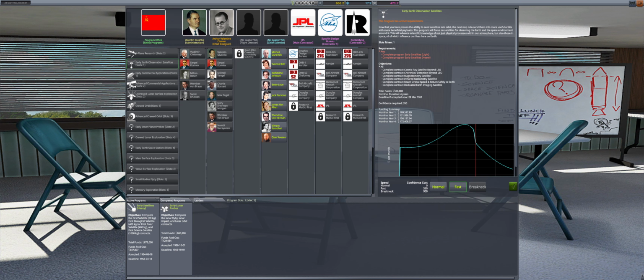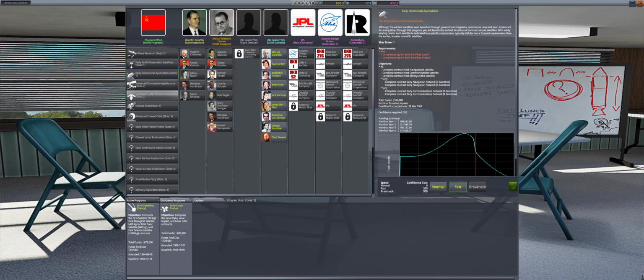Early Earth observation sats only needs a single program slot, so I plan on upgrading the admin building soon so we can have 3 programs running simultaneously. Similarly, early commercial applications is another 1-slot program with the same payout, but without any scientific objectives. We will likely take this one later so that we can focus on continuing to bring in more science in the short term.